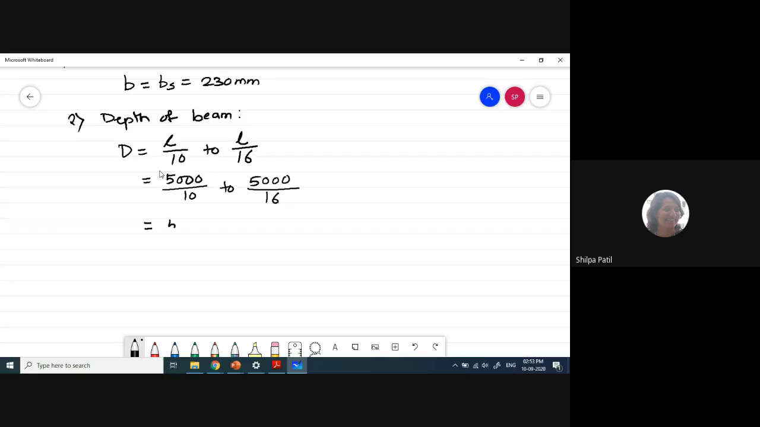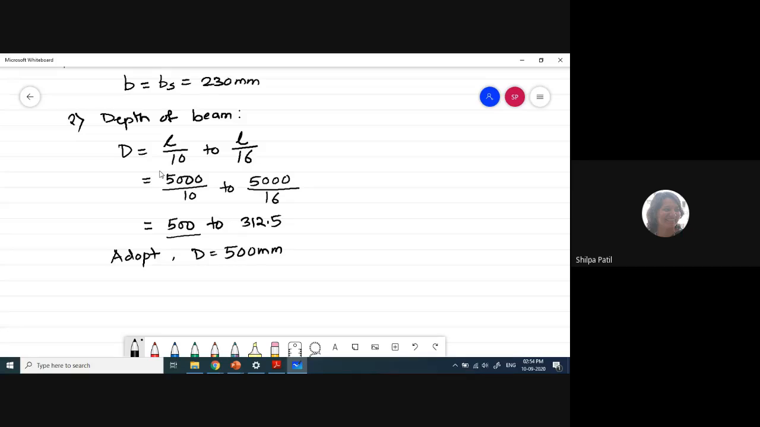So tell me this value. This is 500. What is this value? 312.5. So within this range, we have to decide the depth of the beam. Normally, we go to the higher value. So let us adopt D is equal to 500 mm. Immediately, we will decide what is the effective cover we are going to provide, and then we can immediately calculate the effective depth of the beam also.